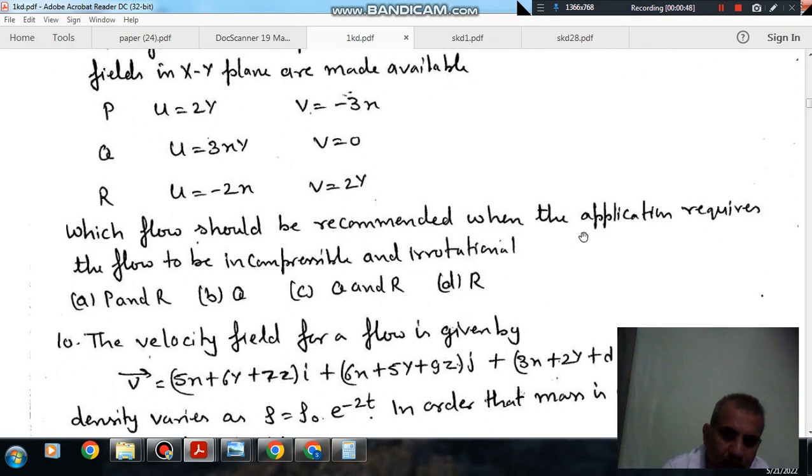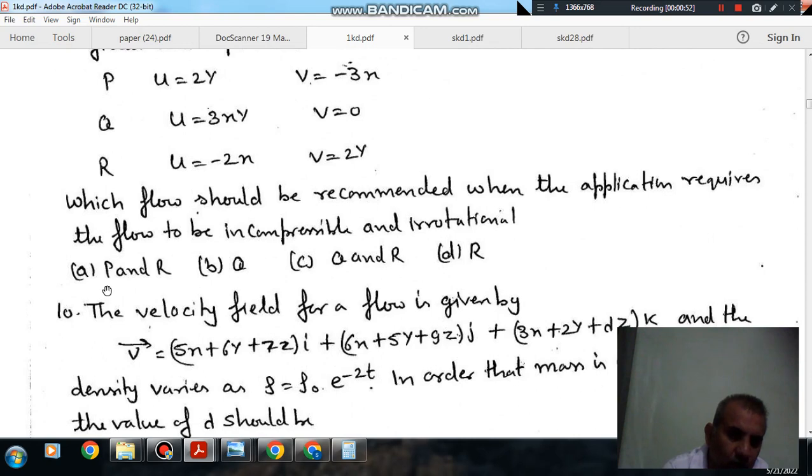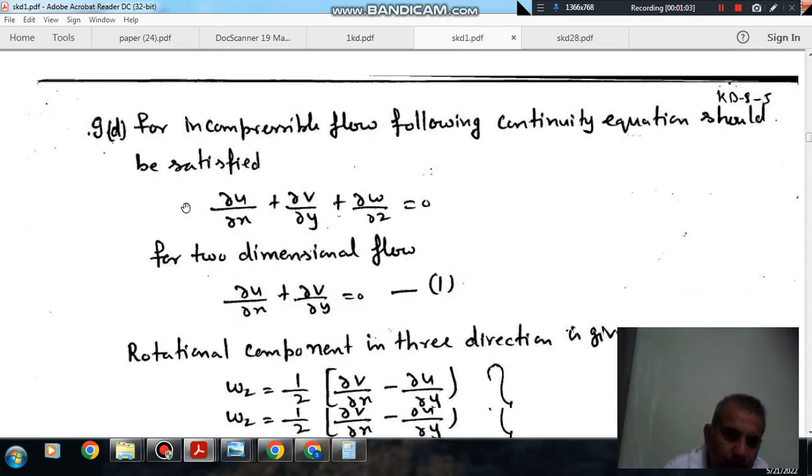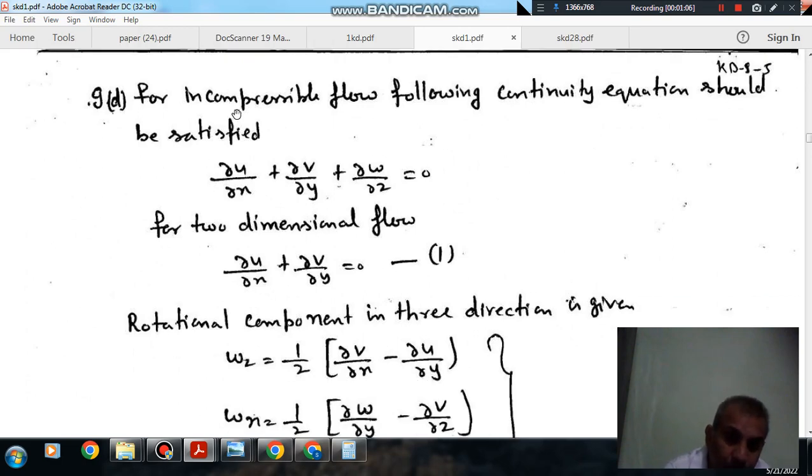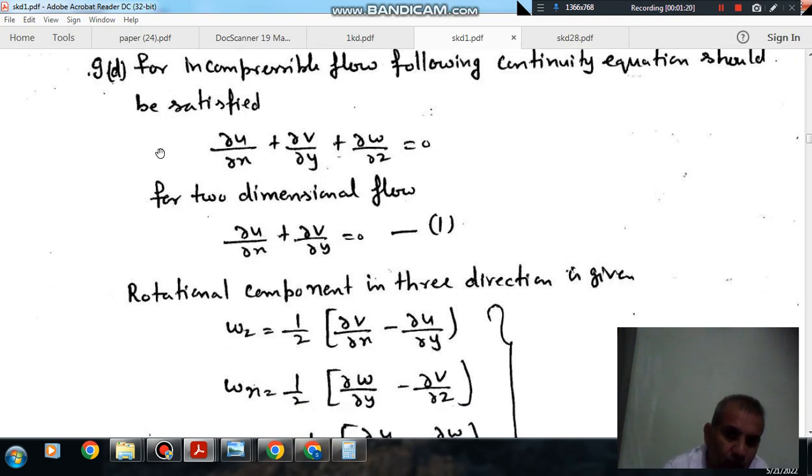Which flow should be recommended when the application requires the flow to be incompressible and irrotational? Option A: P and R, option B: Q, option C: Q and R, and option D: R. So for flow to be incompressible, this continuity equation should be satisfied because it is independent of rho. So it is ∂u/∂x plus ∂v/∂y plus ∂w/∂z is equal to 0. So for the two-dimensional case, this term will be negative.